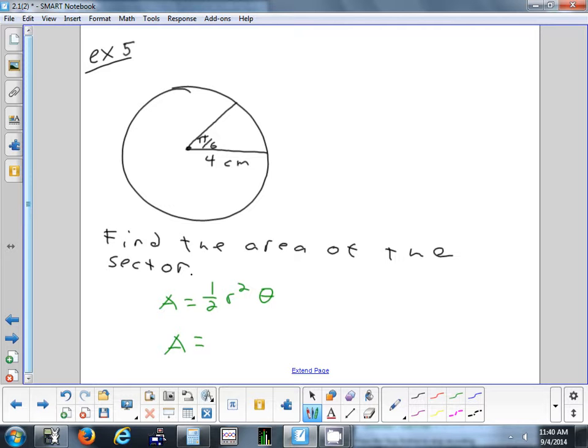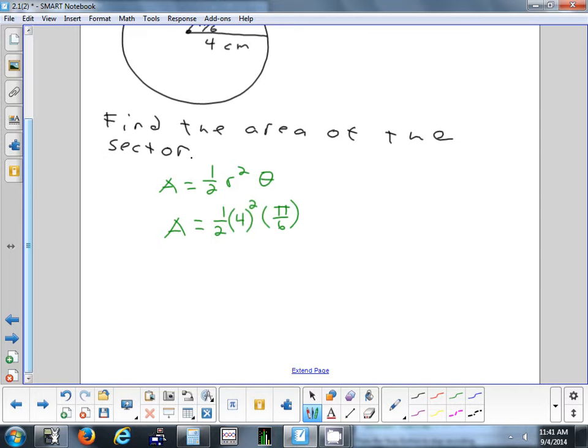Okay, Yadira, what is my radius in this problem? 4 centimeters. Yep, 4 centimeters. So keep that in mind when we find area. Area has a certain type of unit, so it's important that we label it correctly. 4 centimeters squared. And my angle? Tom, what's my angle? Pi over 6. Yep, pi over 6.